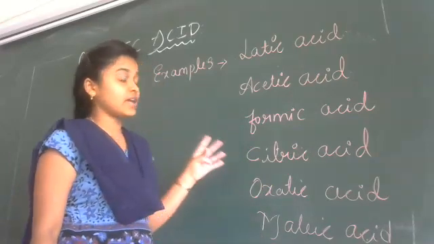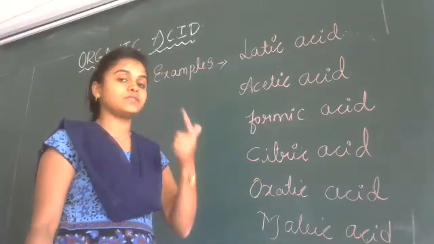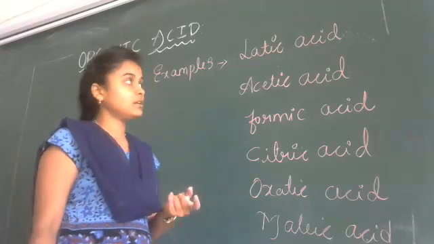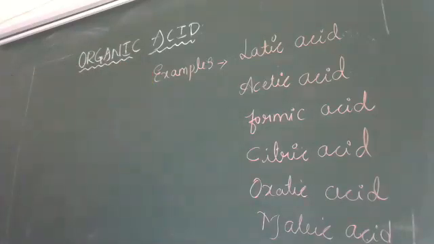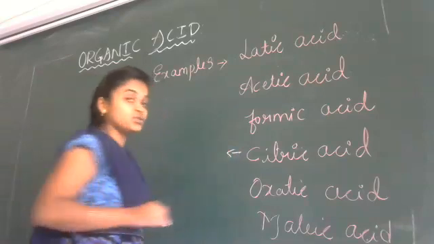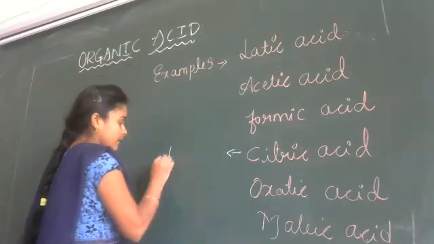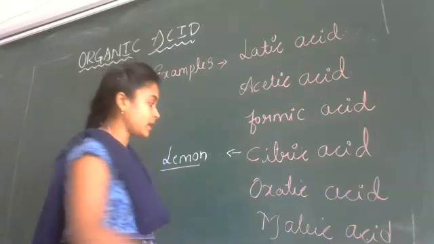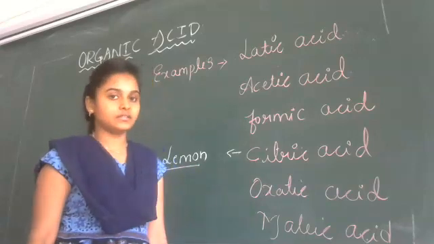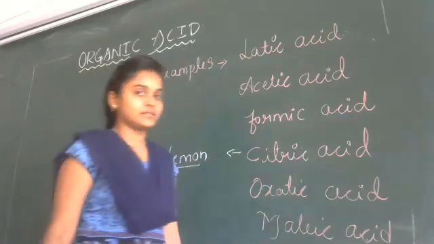So why are we calling these acids organic acids? You know that organic acids are those which we are getting from nature. And how do we get these acids from nature? For example, when we talk about citric acid, usually we get it from fruits like lemon. Okay, so lemon consists of citric acid, and you all know that lemon occurs in nature. So lemon consists of the acid called citric acid.